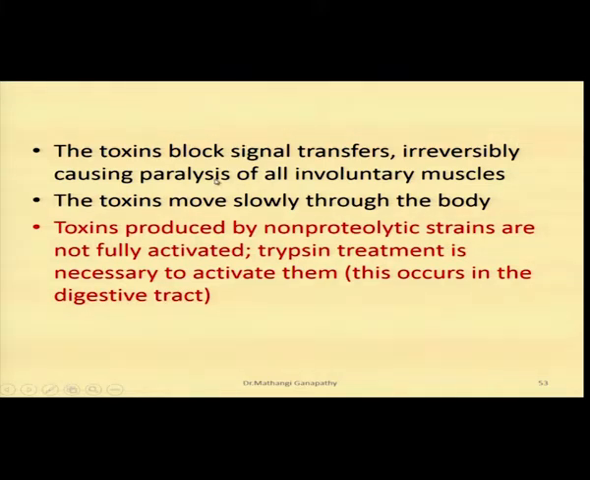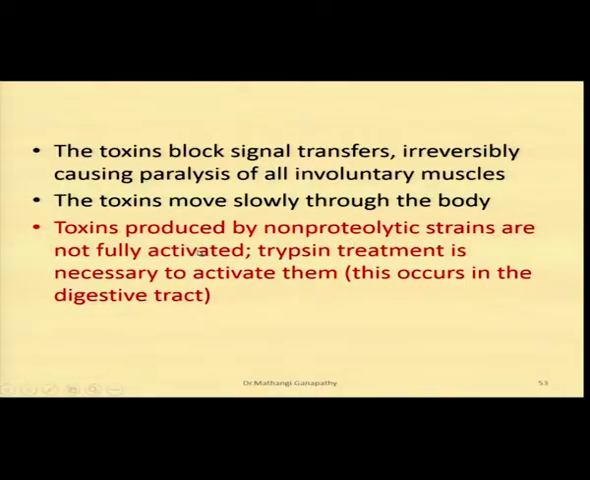The toxins block the signal transfers, irreversibly causing paralysis of all the involuntary muscles. So once the nerves are blocked, see, nerves actually respond to electrical signals. Once the signal transfer is blocked, all the transport gets blocked, causing paralysis. And then the toxins move slowly through the body.